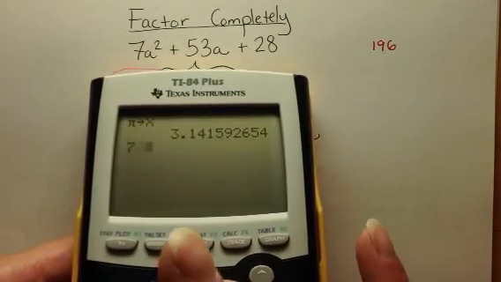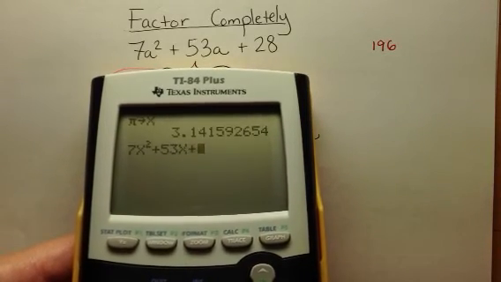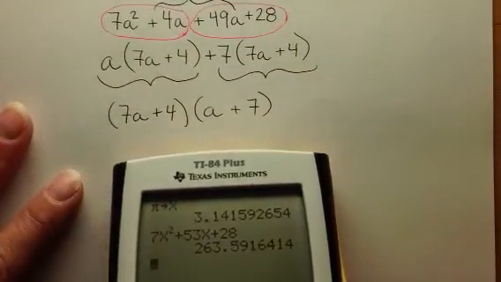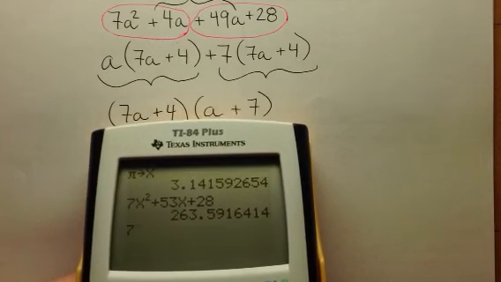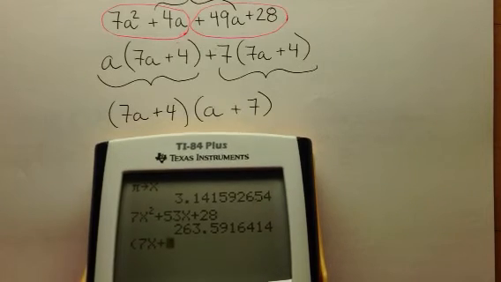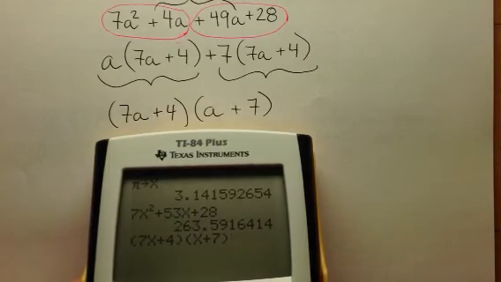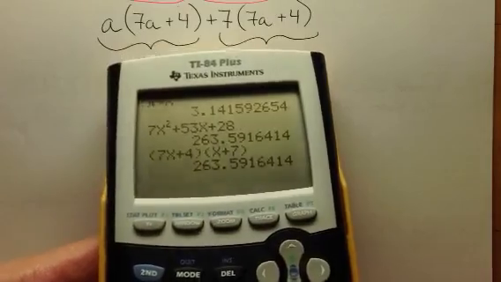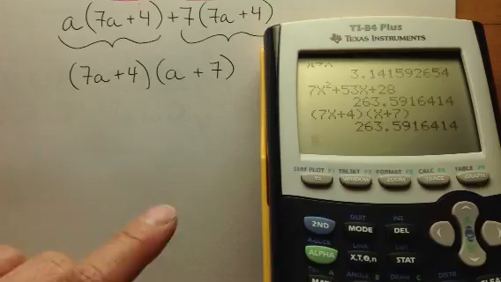So 7x squared plus 53x plus 28. And now I'm going to go to the factors I got, put those in. 7, oops, I need parentheses, 7x plus 4 and x plus 7. Okay. And they are in fact equivalent. So since the two are the same, I feel really good about my answer, and I'm done.